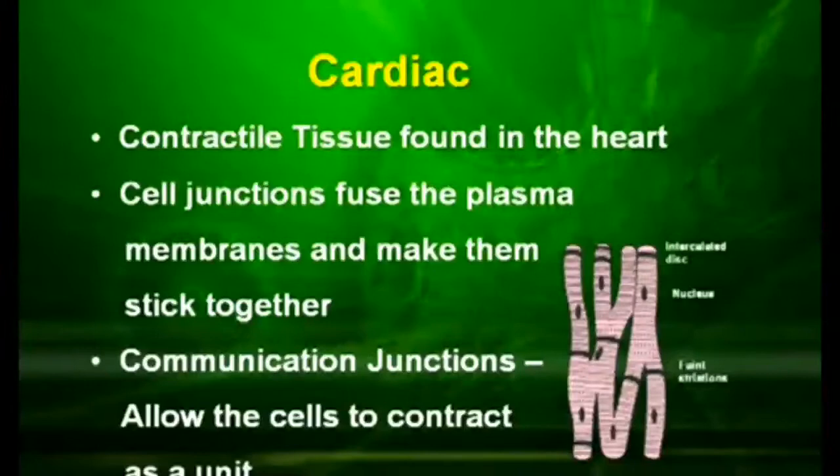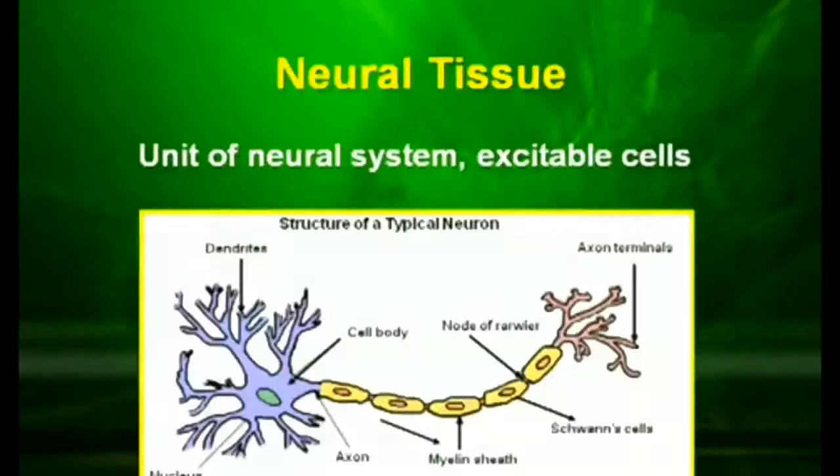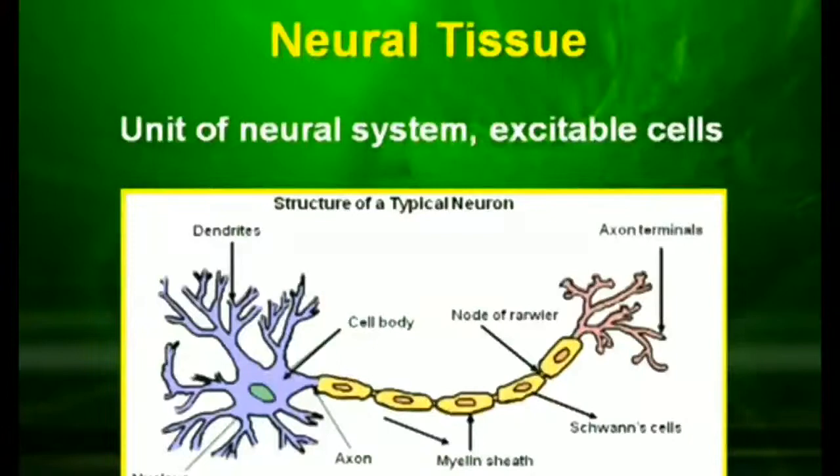The next type of tissue is the neural tissue. It is also known as the nervous tissue. These are the units of neural cells, and they are the excitable cells. If we have a look at the structure of the neural tissues, we see that it has a cell body which is known as the cyton, a nucleus which is quite prominent, the dendrites which are the receptors, the axon and the myelin sheath which covers it. They have nodes of Ranvier and the axon terminals.